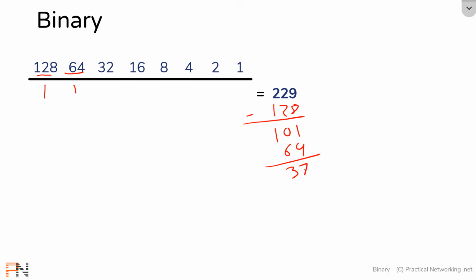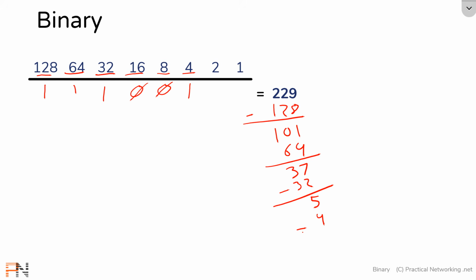And then we continue. Can we subtract 32 from 37? We sure can. So that's a 1. If we subtract out 32, we are left over with 5. Can we subtract 16 from 5? No, we cannot. So that column is a 0. Can we subtract 8 from 5? No, we cannot. That column is a 0. Can we subtract 4 from 5? Yes, we can. So this column is a 1.